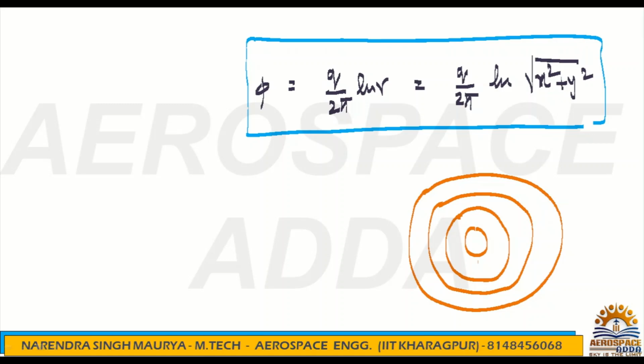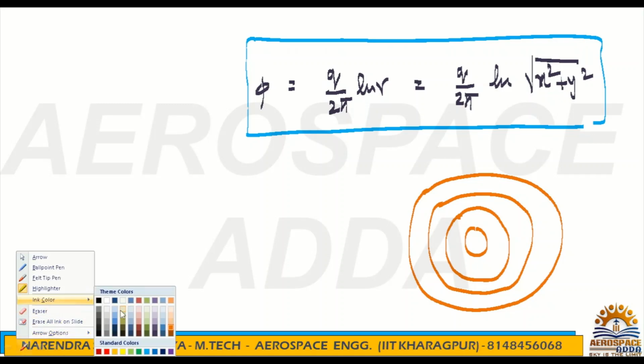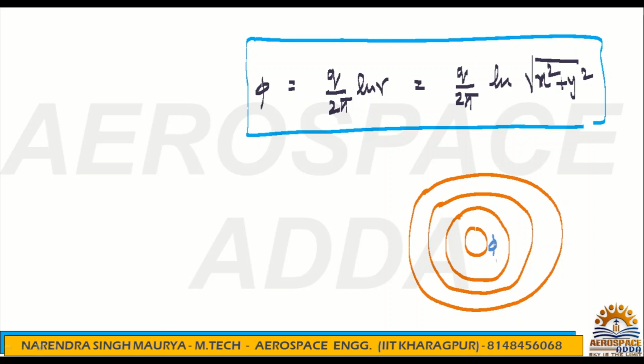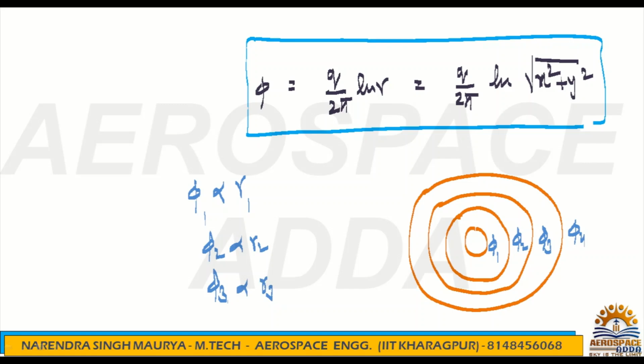If you check, this will be for different radius. This will be phi 1, phi 2, phi 3, phi 4. Phi is directly proportional to r. So r1 gives phi 1, r2 gives phi 2, r3 gives phi 3, because q by 2 pi is constant. Once you change the radius, you will get a different circle.